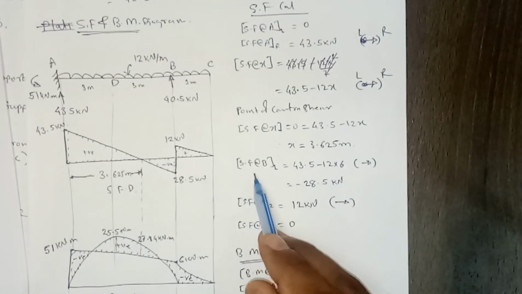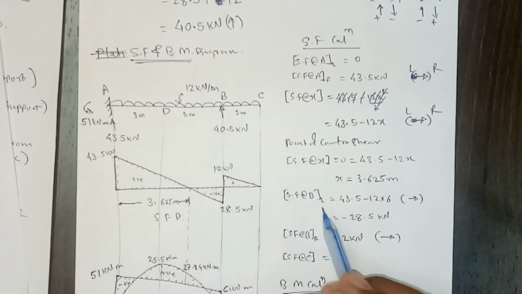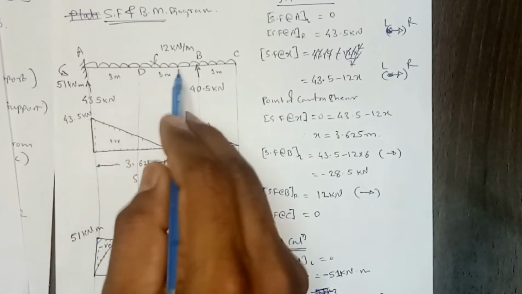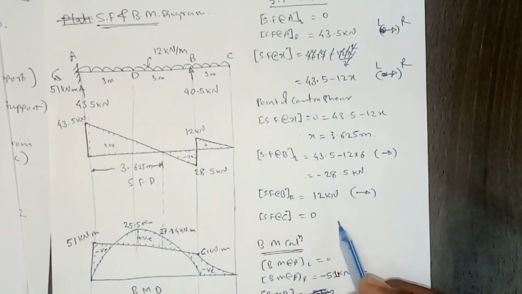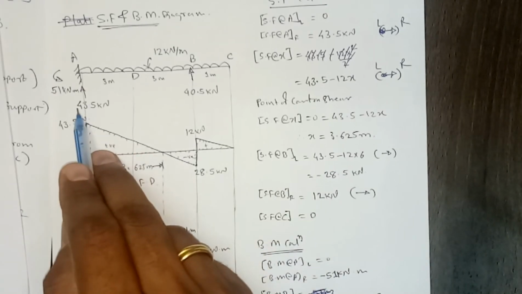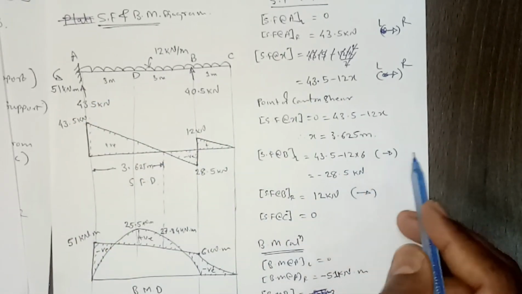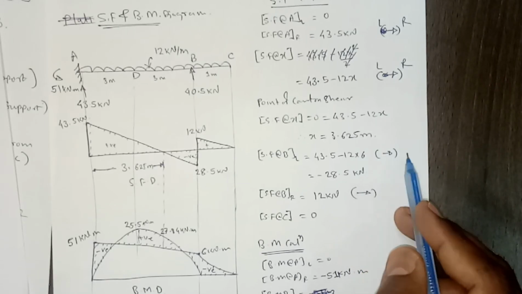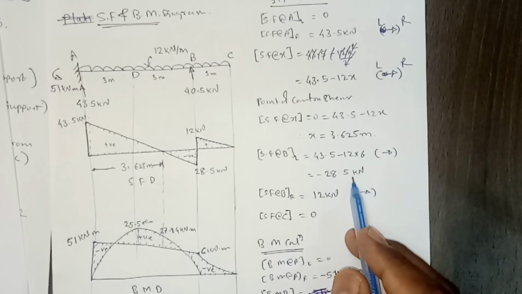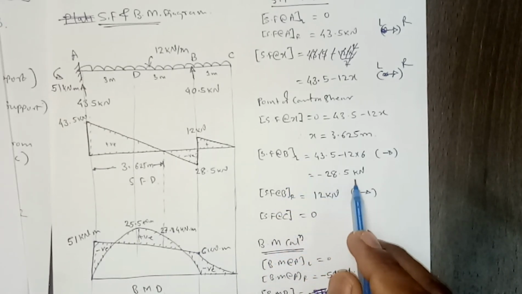So then we calculate it. Now shear force at B on left hand side, so it will be this vertical reaction and this total downward UDL. So that's 43.5, that vertical reaction here, and then this UDL load, which is 12 into 6. Again we are calculating it from left to right. So then it comes out to be minus 28.5. So shear force on left hand side of point B is 28.5.